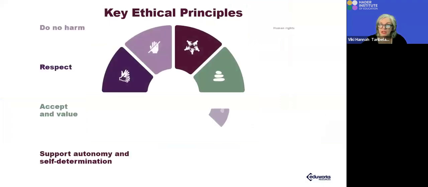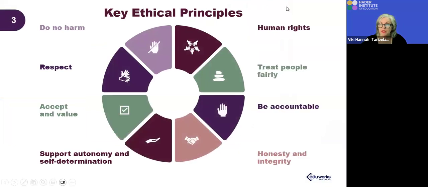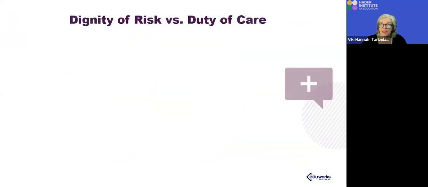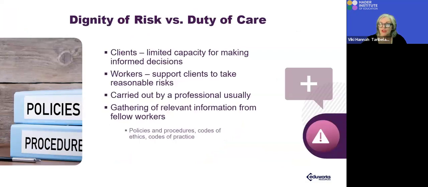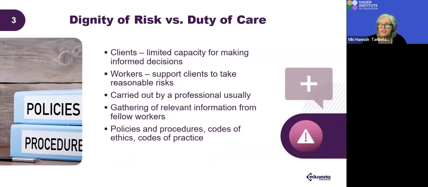So the key around ethical principles, so just there, and this is the scope around that. These are the standards for a community sector worker. Dignity of risk versus duty of care. Make sure that you've reviewed the policies and procedures around this. Duty of care is usually the policy, and the dignity of risk sits inside that.